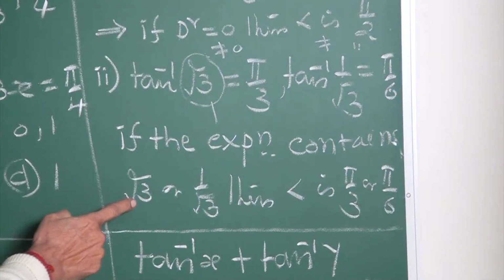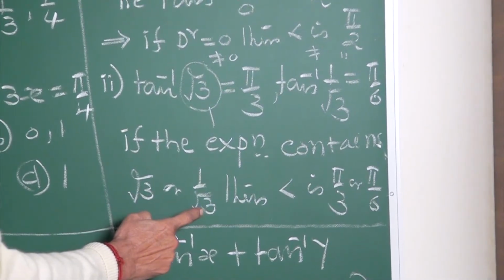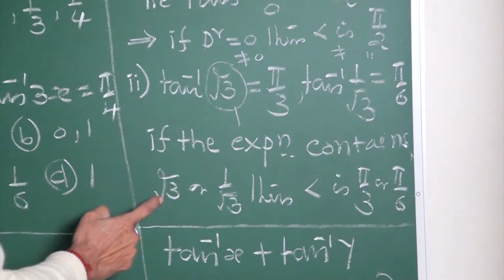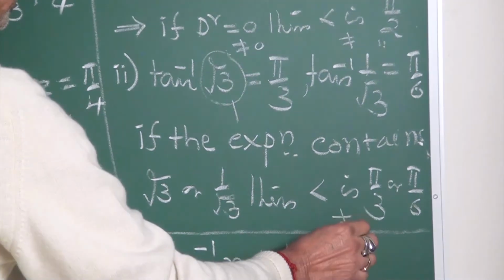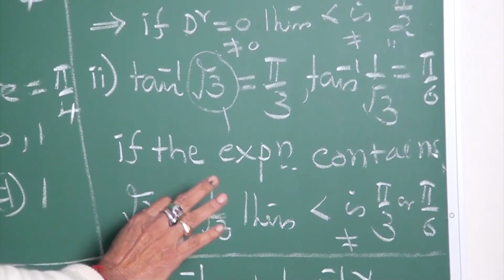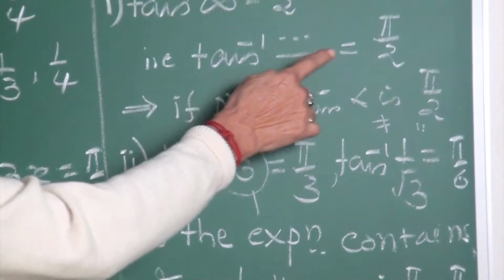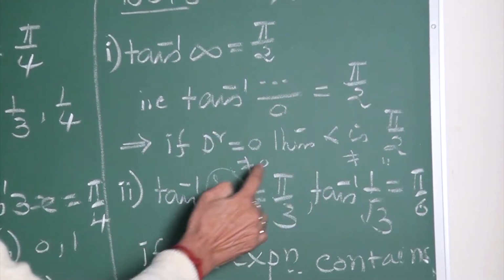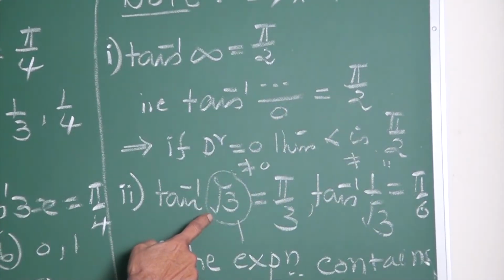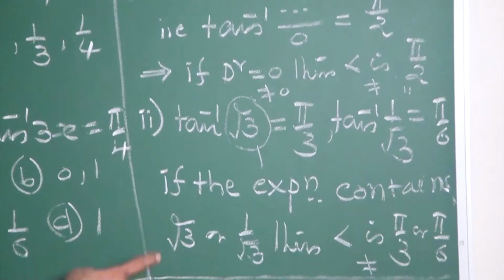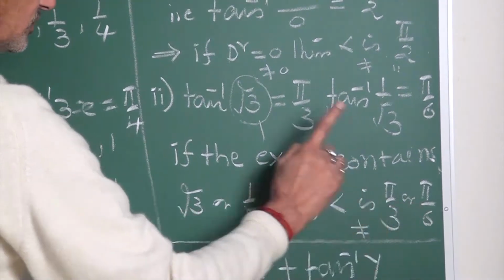If it doesn't contain root 3 terms, whether it is in the numerator or in the denominator, if this expression is free from root 3 terms, then the angle is not pi by 3 and not pi by 6. Remember, if the denominator is not equal to 0, the angle is not pi by 2. If the expression doesn't contain root 3 or 1 by root 3, then the angle is not pi by 3 or pi by 6.